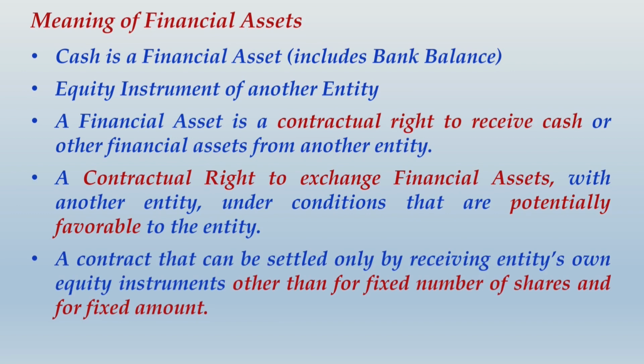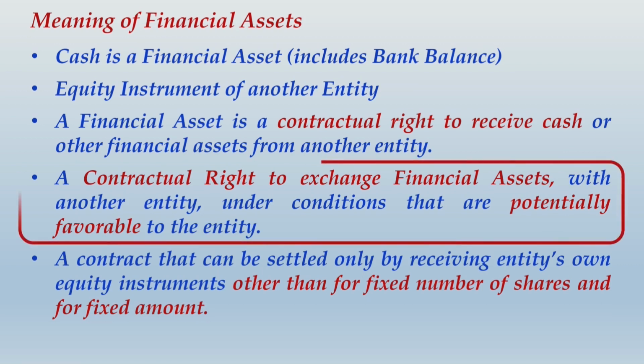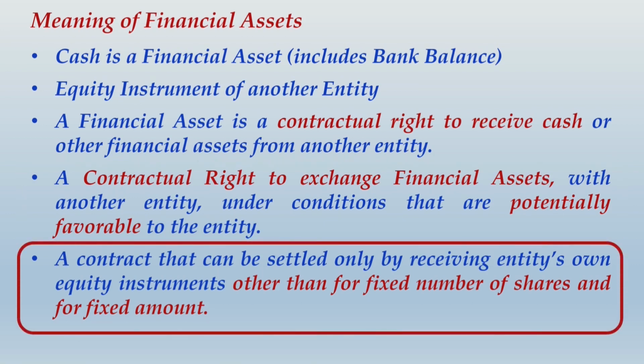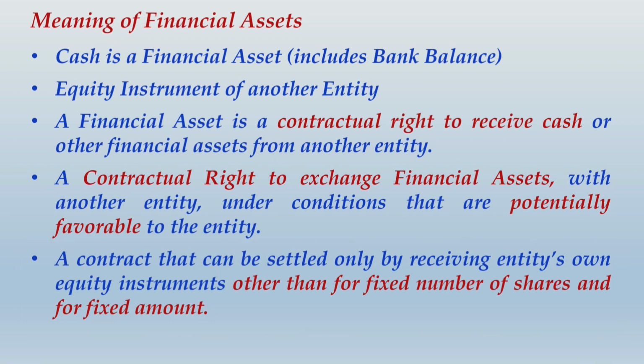A contract that can be settled only by receiving the entity's own equity instruments, other than for a fixed number of shares and for a fixed amount. So if you focus on this particular point, I have explained it to you already through an example, and the last point, we have yet to understand, correct? Other than this last point, every other point will be easily understandable. So please write the whole thing quickly, and what is not understood by now, I will definitely explain in a while, but first you finish writing this quickly.